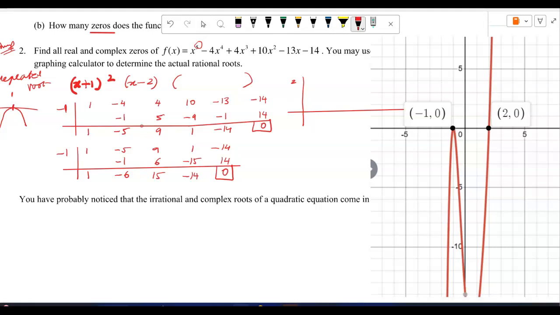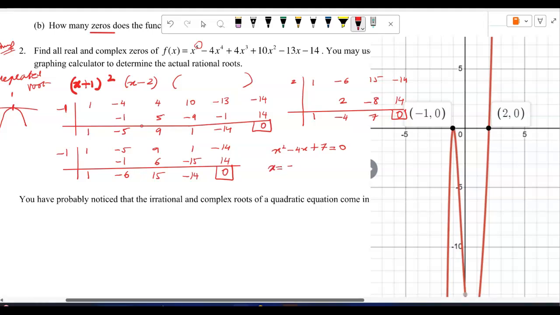Now, I'll take this: 1 minus 6, 15 minus 14. So this is 1, 2 under 2, minus 4, minus 7, 14. So this is 0. Correct? Therefore, what does it become? Tell me, what's my quadratic? It'll be x squared minus 4x plus 7 equal to 0. Correct?